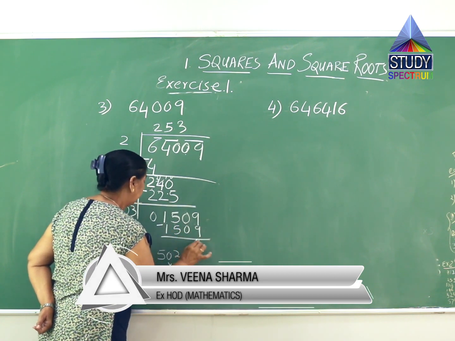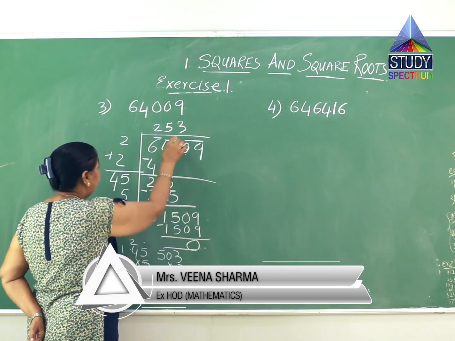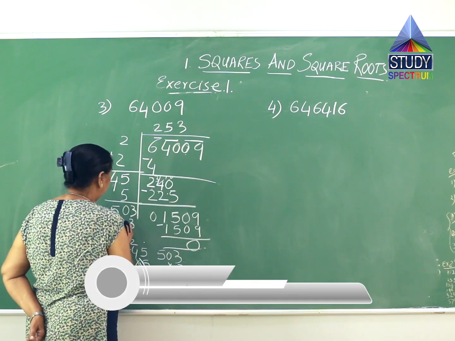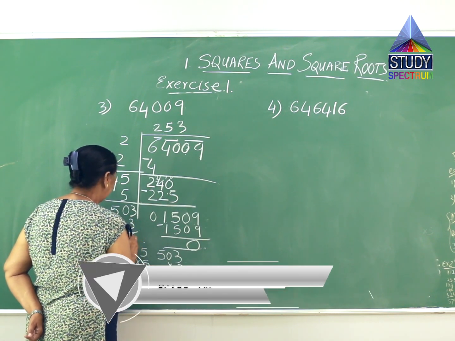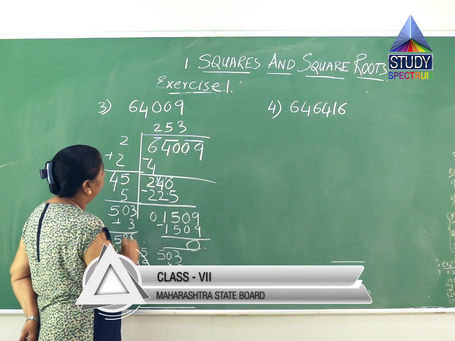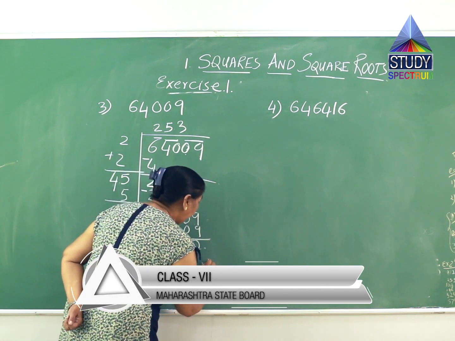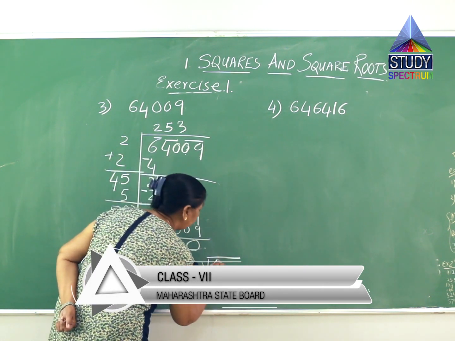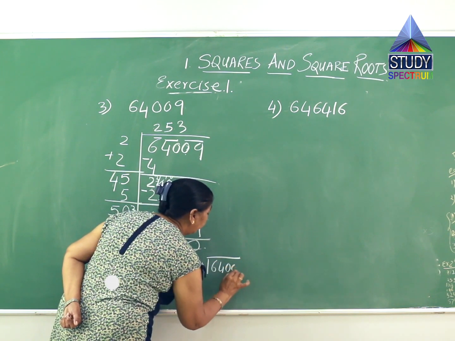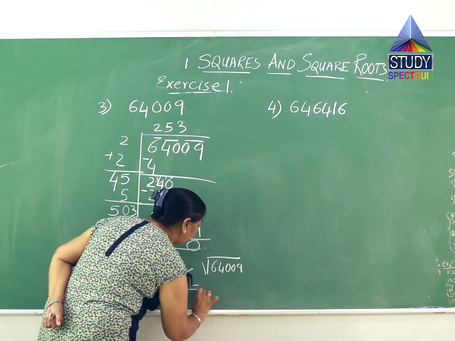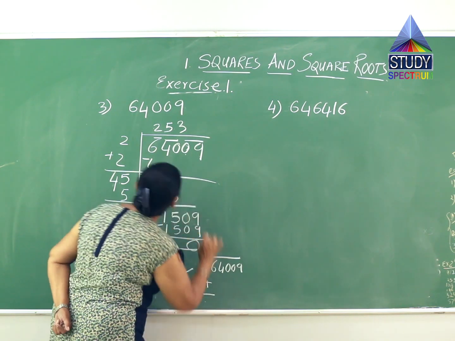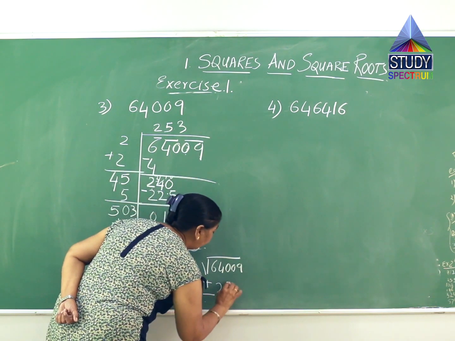So, and then you have to add this number over here. It gives me 506. Now you can say that the square root of 64,009 is equal to positive or negative 253.